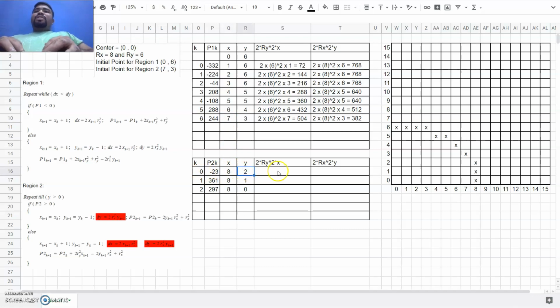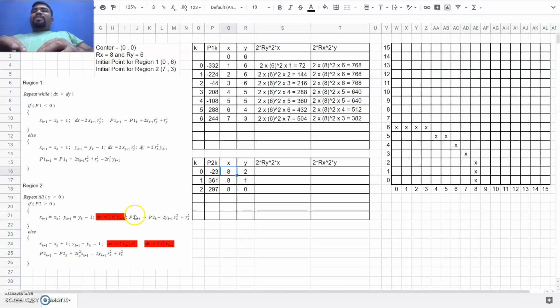So now using this, do we need to calculate dx and dy now? Surely no, because that is not going to help us as we have crossed the slope of minus 1 now. We just need to stop only when y is equal to 0. So let's calculate the next point. How do we calculate it? We use 8 and 2 that we have just got, and we calculate the next P2 k plus 1.